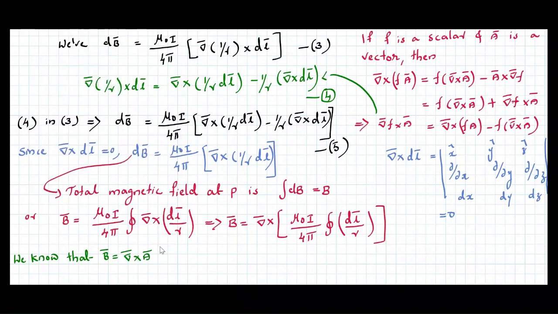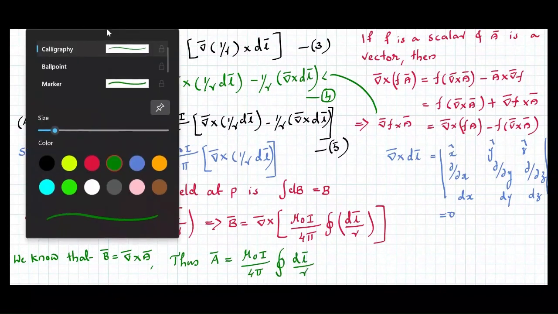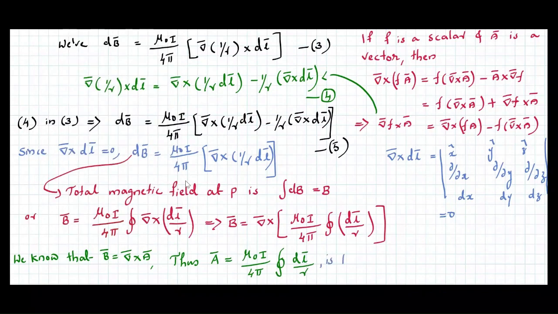We know that B is equal to del cross A. Therefore, since B is equal to del cross A, the quantity inside the bracket, that is mu 0 I by 4 pi closed integral dl by r, should be equal to A. Hence, A is equal to mu 0 I by 4 pi closed integral dl by r. This is the magnetic vector potential of the current carrying loop.